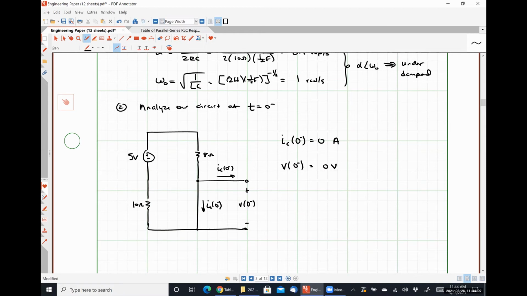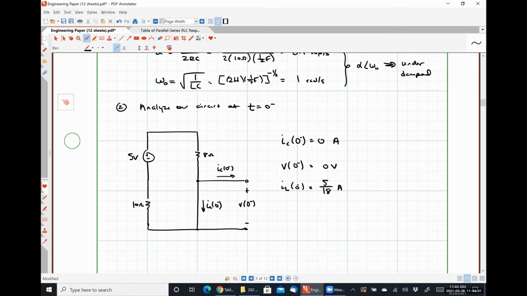So our last quantity of interest is our inductor current IL at 0 minus. What's that going to be? 5 over 18, yeah. 5 volts divided by the total series resistance seen by the source. So 5 over 18 amps. Fractions are good enough for me.